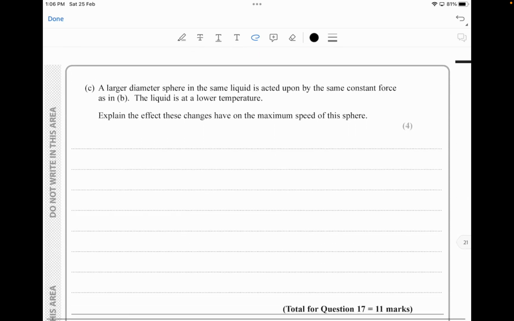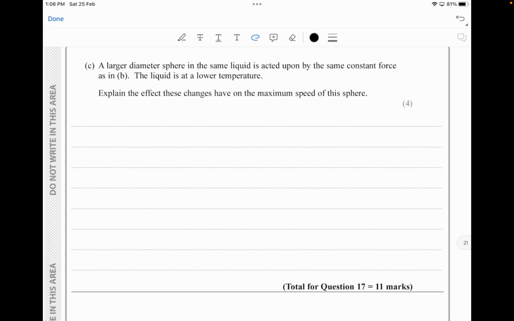Okay, so a large diameter sphere in the same liquid is acted upon by the same constant force. The liquid is at a lower temperature. Explain the effect of these changes they have on the maximum speed. So this is for about 4 marks. So you can say that the large diameter gives, let's say, a larger drag force. A larger drag force at the given speed.